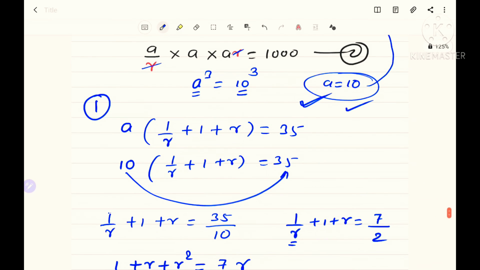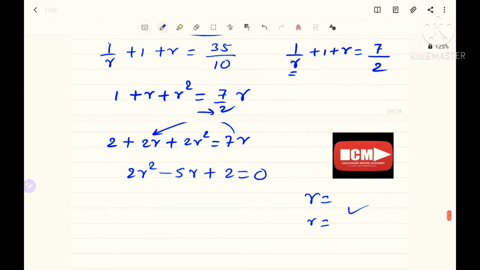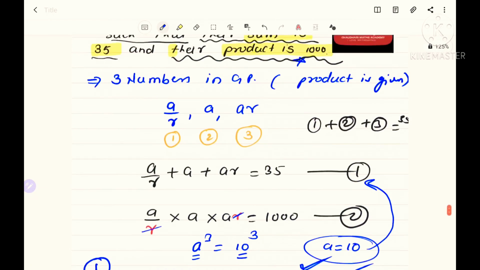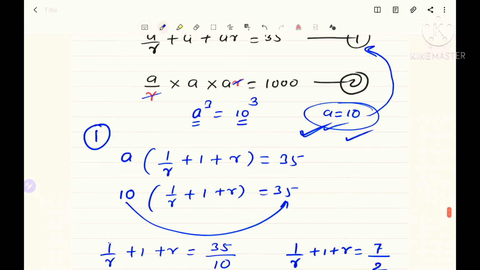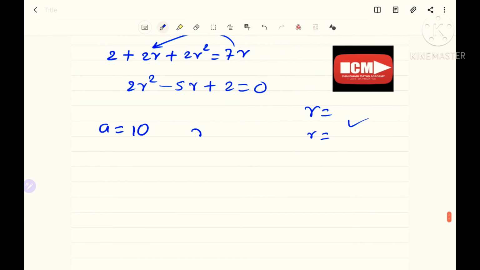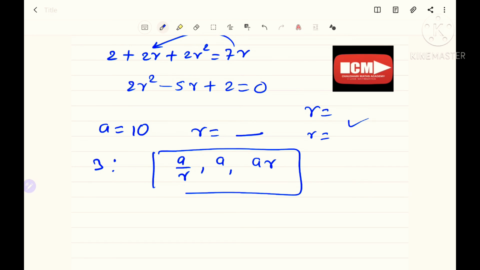Once we know A and R, we can do anything in geometric progression. We know the value of A, which is 10 in this case. And after doing this calculation, you will get R. Then quickly find out the three numbers of the GP as A by R, A and AR. So substitute those values over here. This is number 1, this is number 2, and this is number 3.